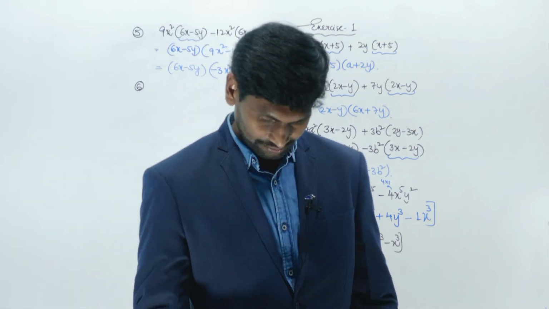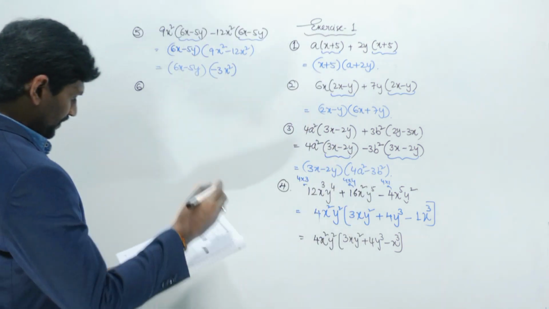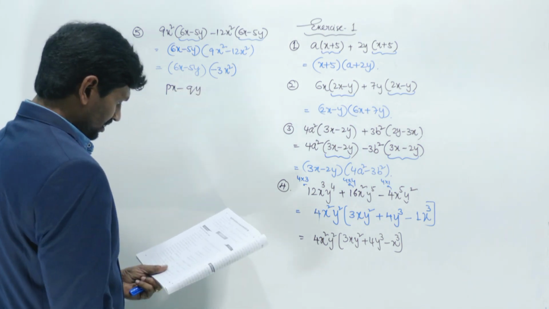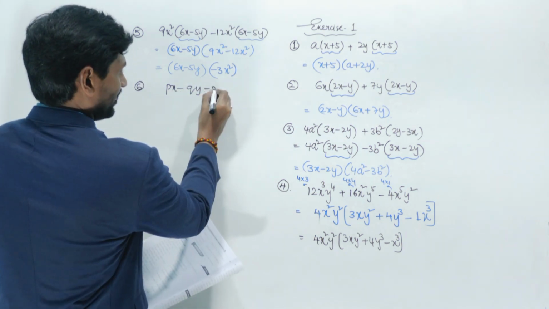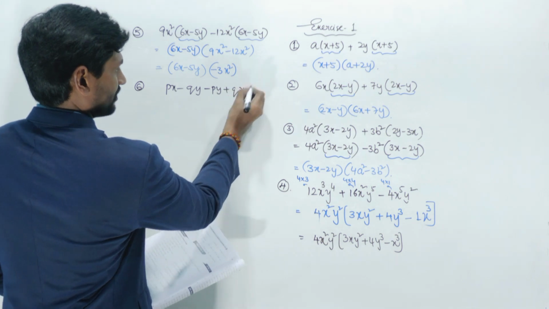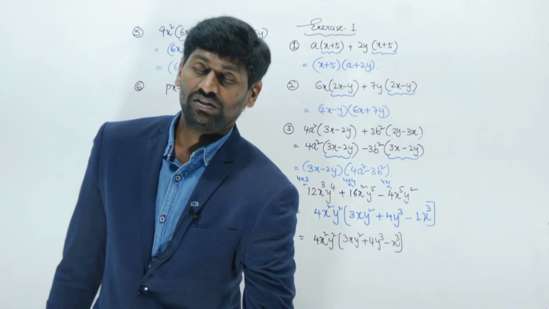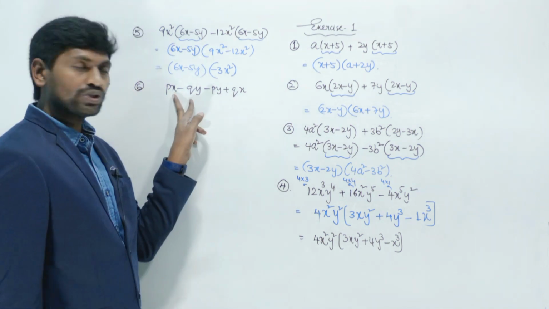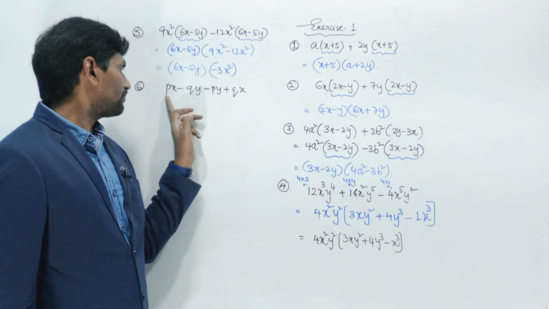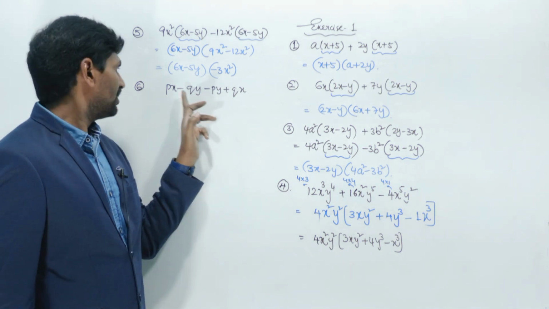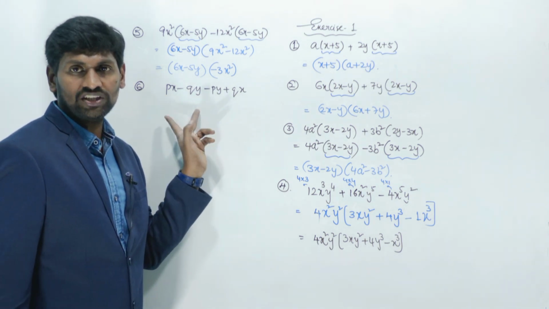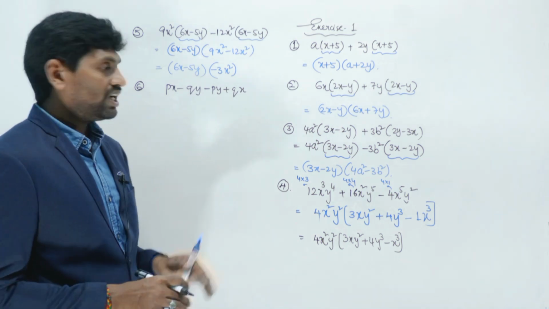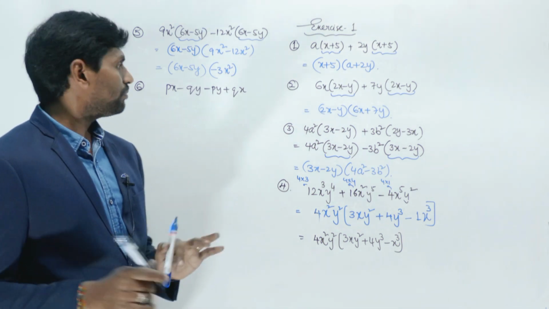Problem number 6. That is px minus qy minus py plus qx. So identify: 4 terms are given for this expression. In the first 2 terms there is no common variable. The first term has p, which is not there in the second term; x is also not there in the second term. So from the first 2 terms we cannot take anything as common. Now try to identify the common terms first.